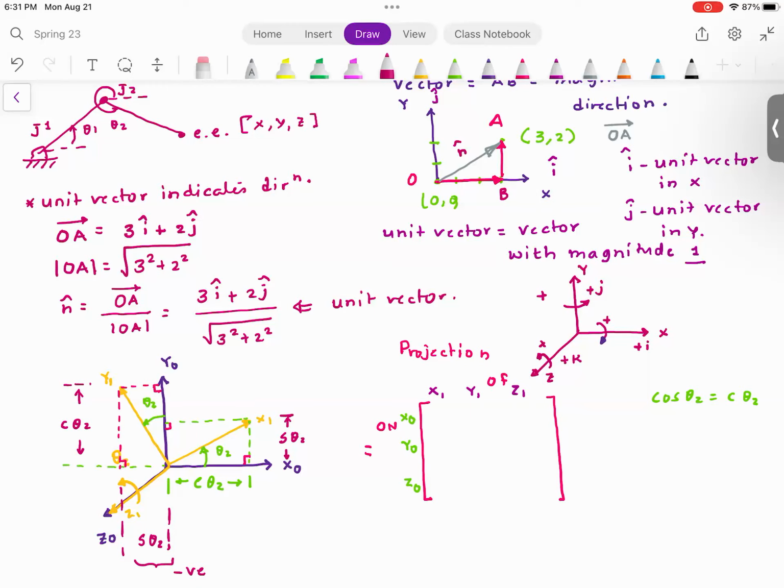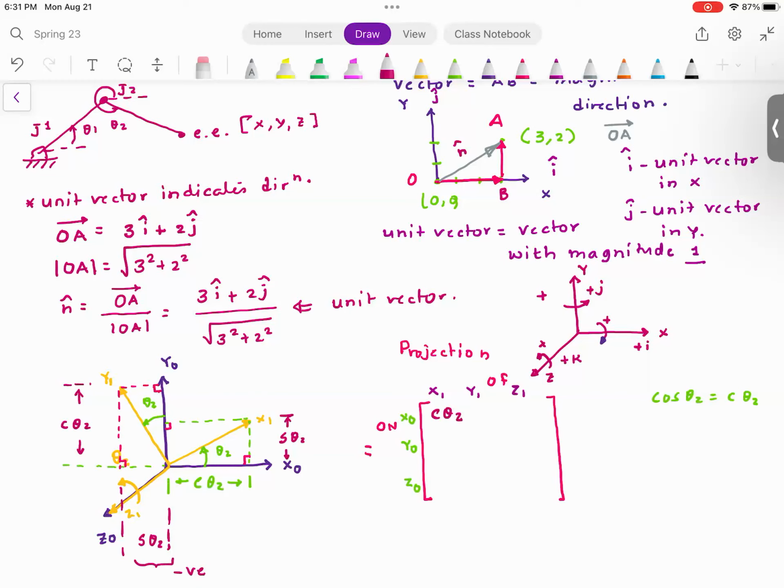Everyone clear about the projection? Now our rotate. This is the most important relationship in entire forward kinematics, because we are going to use this again and again. So projection of x1 onto x0 is cosine theta z.